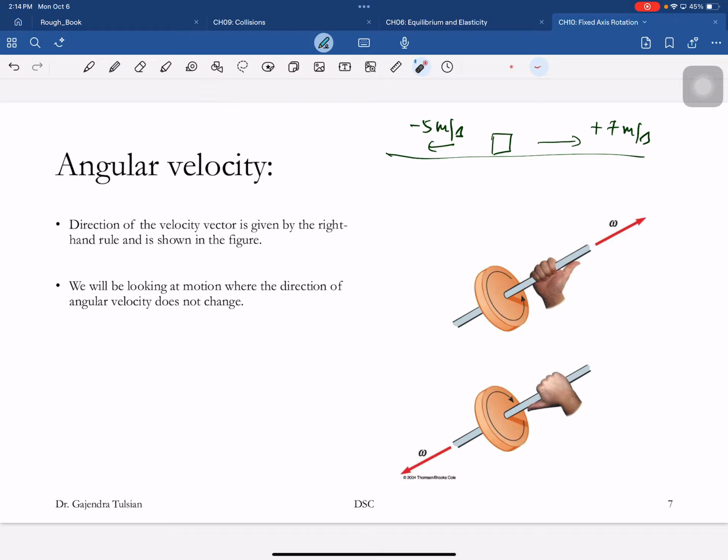Of course, this depends on the perspective. If you're looking from this side, this is counterclockwise, and if you're looking from this side, this would be clockwise. So you can't change your reference. Counterclockwise rotations are positive, clockwise rotations are negative. And the velocity vector is always pointing along the axis.